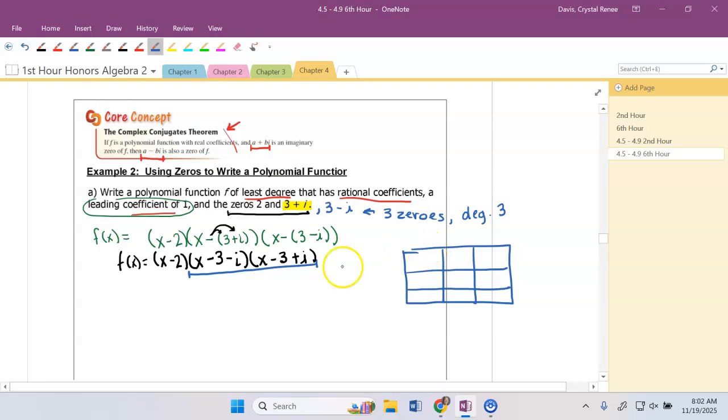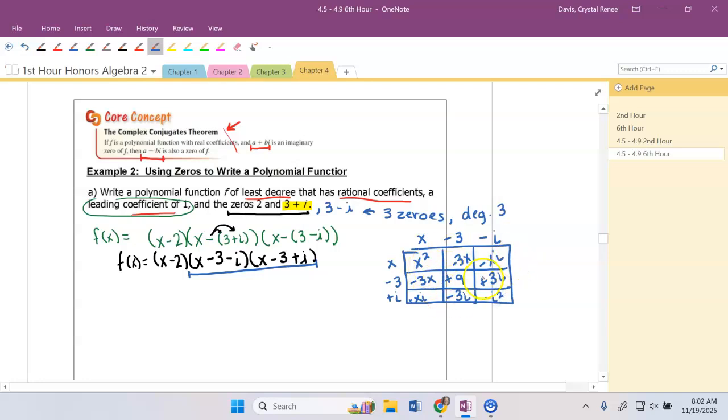So I have x minus 3 minus i and x minus 3 plus i. Okay, and then I look at an area model. So x times x is x squared. This is minus 3x, and this is minus xi, minus 3x, plus 9, plus 3i, plus xi, minus 3i and minus i squared.